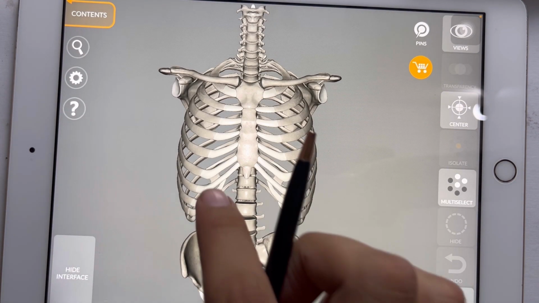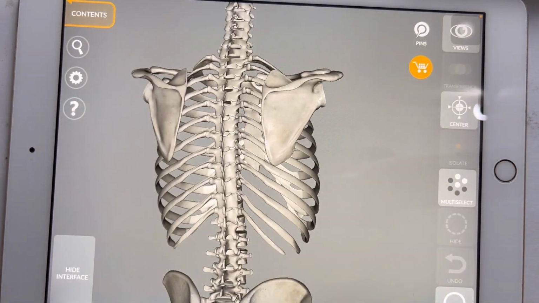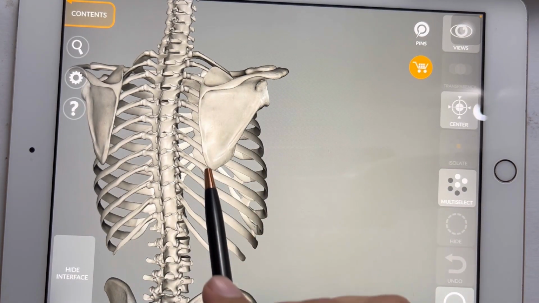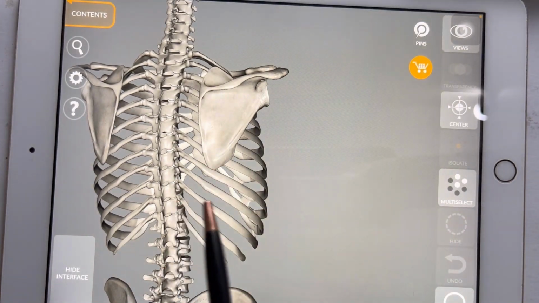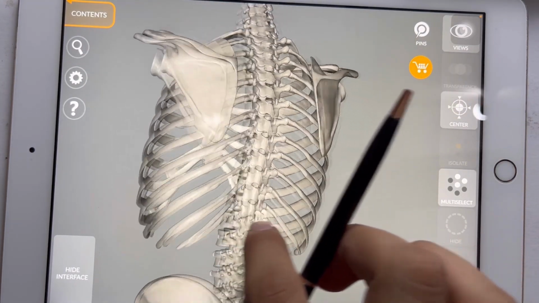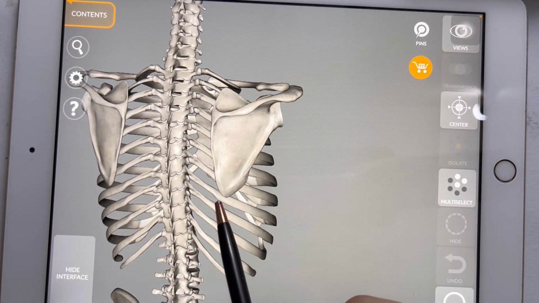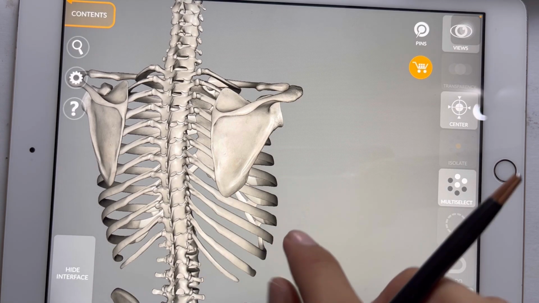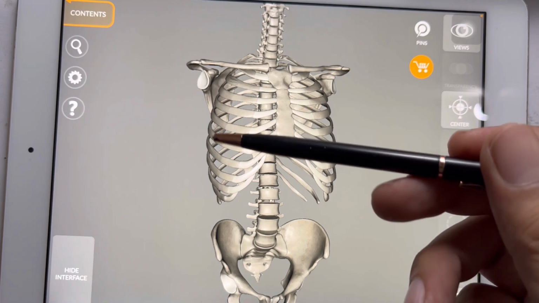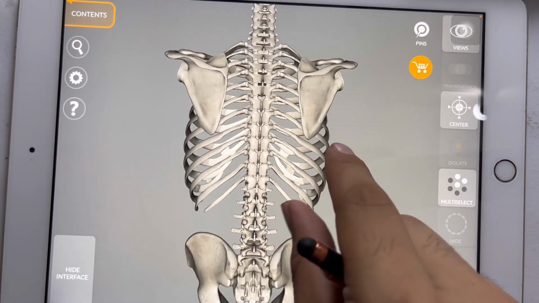Now student, moving toward the another bone of the shoulder region, which is the scapula bone. Student, the scapula bone is triangular in shape here, as you can see, and it is a flat bone. Student, the scapula bone lies between the second rib and the seventh rib, and it is present on the dorsal surface of the body. This is the ventral surface of the body, while this is the dorsal surface of the body.